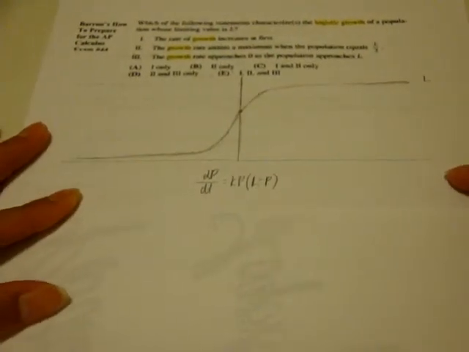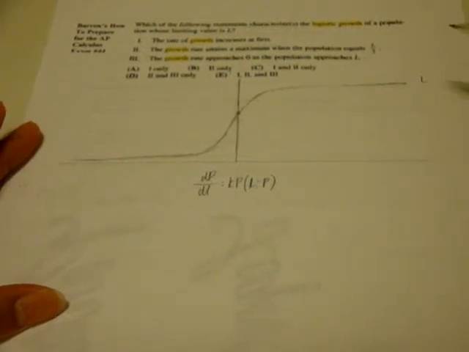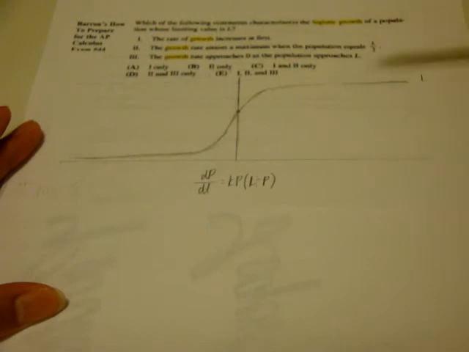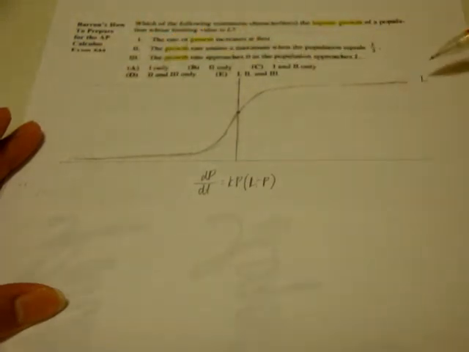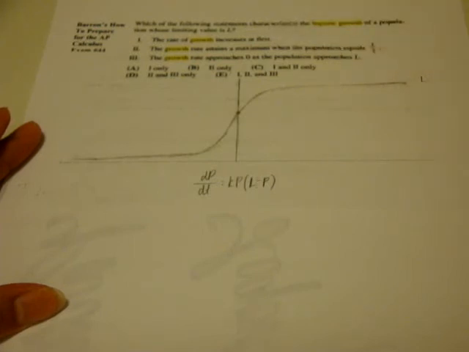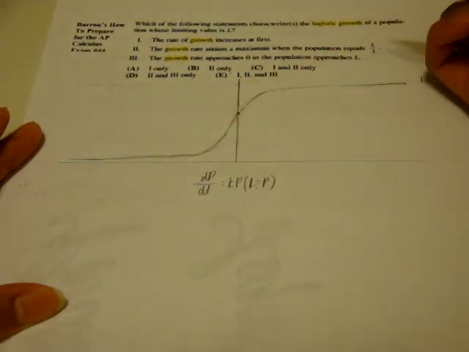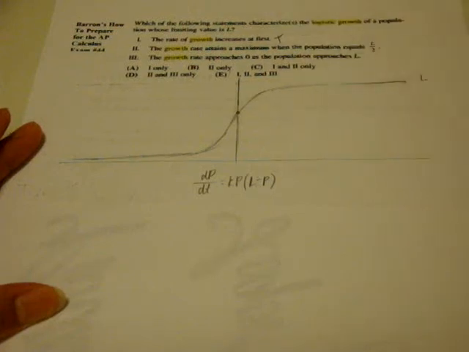Okay, so number 1, the rate of growth increases at first. Well, first let's look at a graph of a logistic curve. So there's what that looks like. Logistic curve, we've seen it all before, it's an S-curve. Since our limiting value is L, this is our horizontal asymptote, and it's going to be L. And it says the rate of growth increases at first. Well, basically it's asking, does the slope increase at first? And looking at this, we can see that yes, it does increase at first. So we can say this one is true.